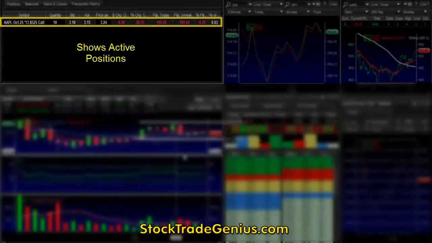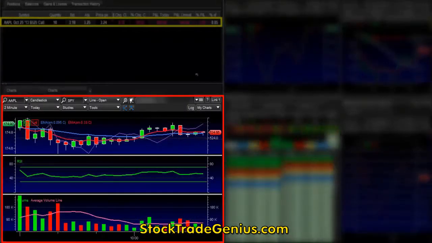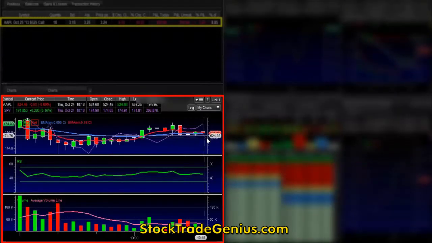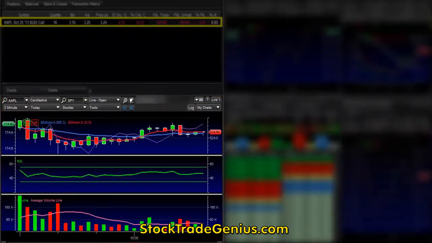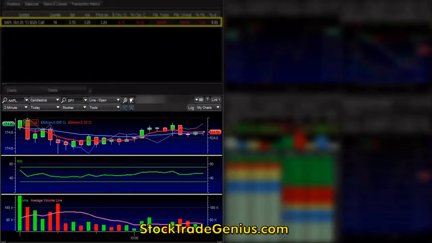Moving down, we have the chart. Now, it could be a 2-minute chart or a 10-minute chart. In the early mornings, I generally like to use a 2-minute chart to give me some support and resistance levels and to see kind of what the trends are. And then I switch to a 10-minute chart later on in the day.